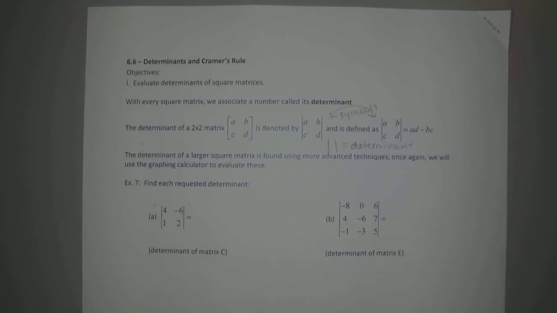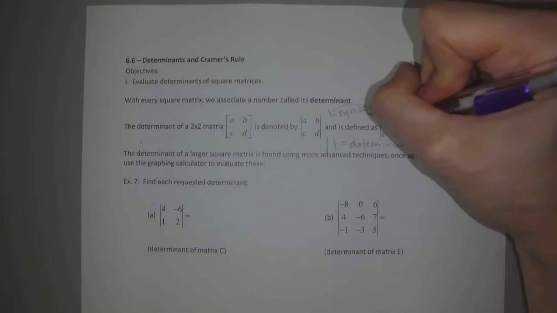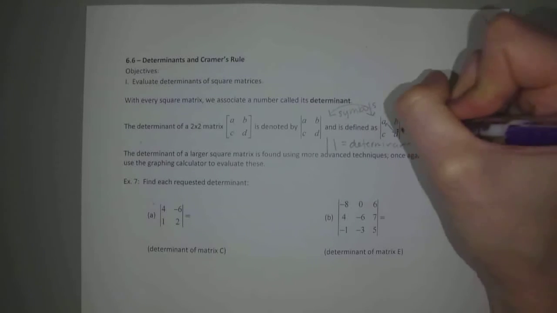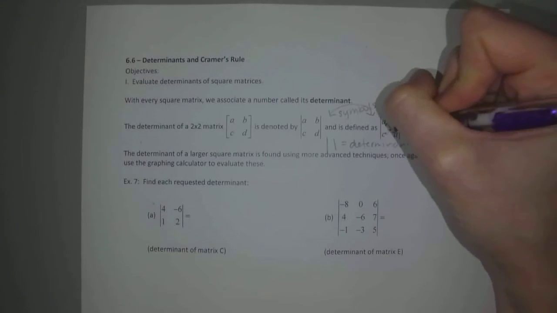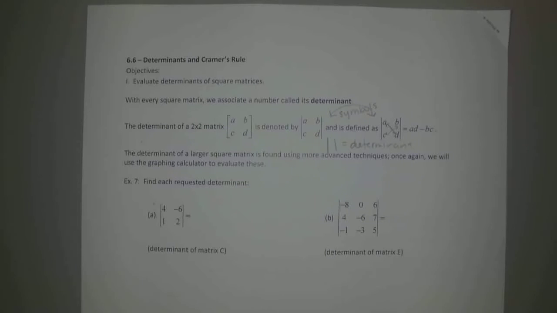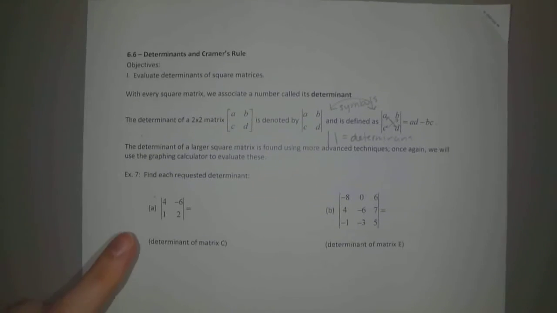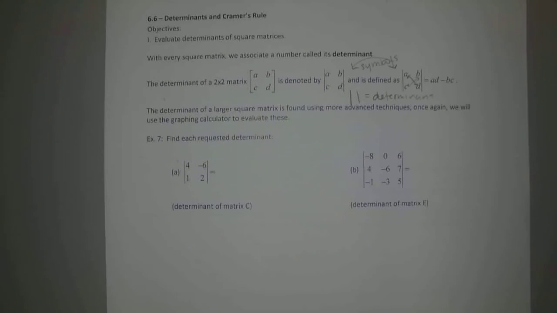So notice the determinant is just found by taking the first diagonal, A times D, minus the second diagonal, B times C. Do you guys see that? So they're just multiplying these two first and then subtracting these. So again, kind of like the addition and subtraction of matrices, sometimes it's easier just to do it by hand than worry about inputting this matrix into our calculator and finding the determinant. So since this is a little easy one, we'll just do it by hand.